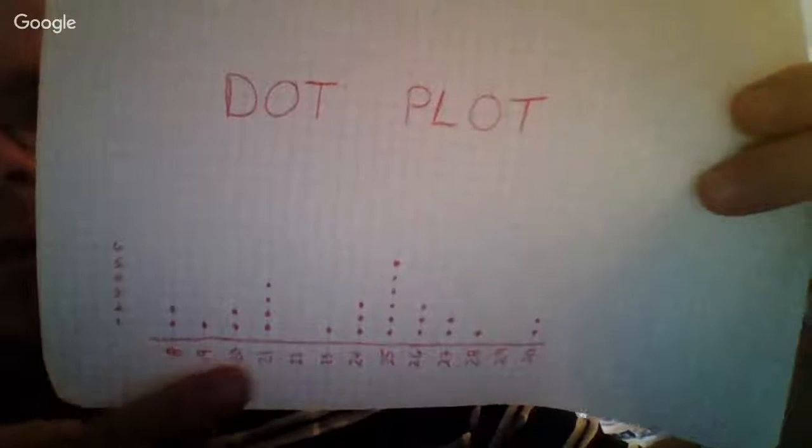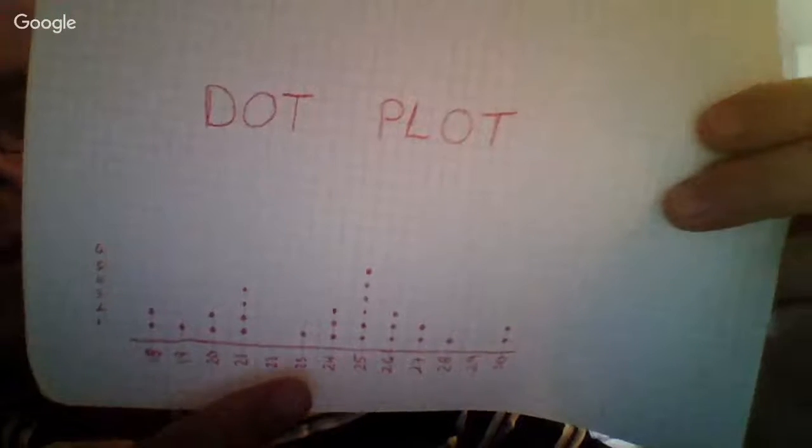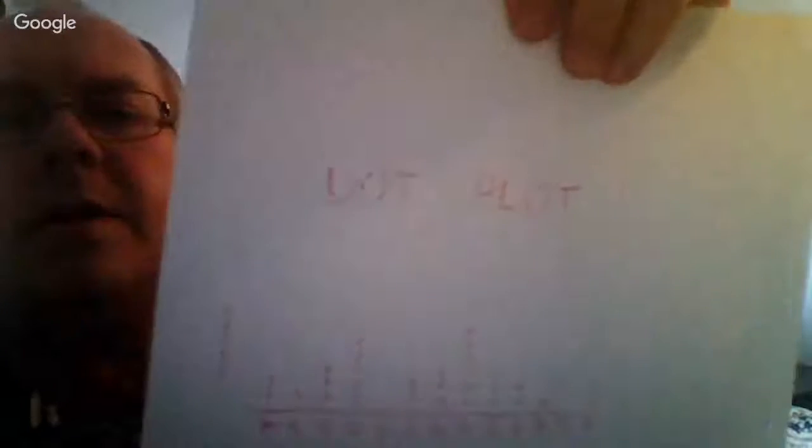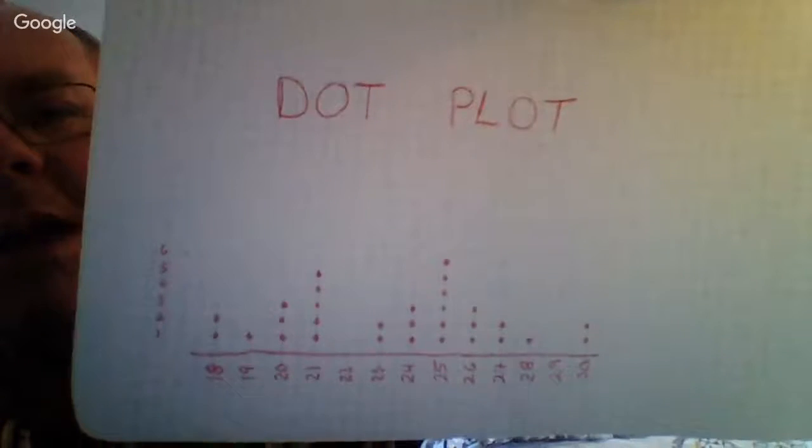So I just had a, what did I do? 21, 23, and 20. So what I'm going to do is, if you look, you can see 21 has 4, 23 has 1, and 20 has 2. So I'm going to put another dot on each one of those. So a dot at 21, a dot at 23, and a dot at 20. So there's my completed dot plot for the data I've collected.